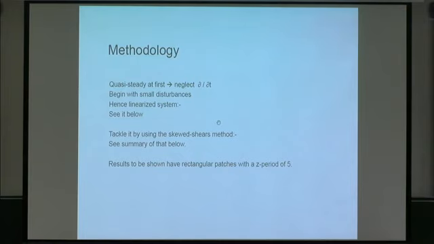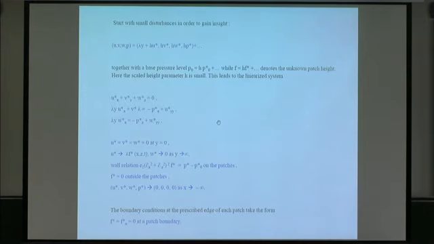However, we don't know F for these flexible patches. So let's talk a bit about the techniques involved to try and solve this system. We're going to assume it's quasi-steady at first, so neglect d by dt. That will come in later. And we're also going to begin with small disturbances. So it's a very mild start. We'll see that nonlinearity comes in later as well. And then we're going to tackle that system using something called the skew-Shears method. And okay, let's just jump into it.